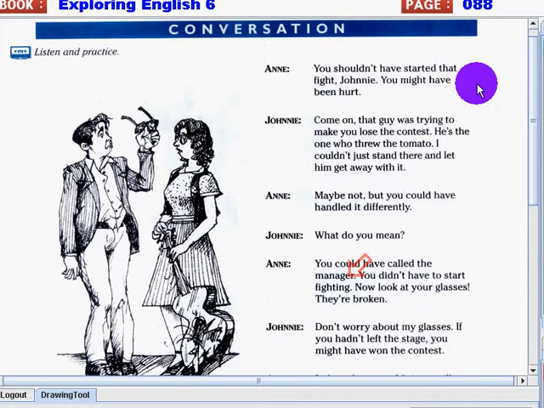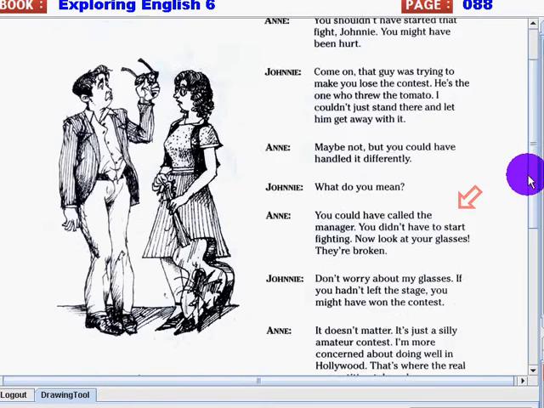Johnny. You shouldn't have started that fight, Johnny. You might have been hurt. Come on, that guy was trying to make you lose the contest. He's the one who threw the tomato. I couldn't just stand there and let him get away with it. Maybe not, but you could have handled it differently. What do you mean? You could have called the manager. You didn't have to start fighting. Now look at your glasses. They're broken. Don't worry about my glasses. If you hadn't left the stage, you might have won the contest.